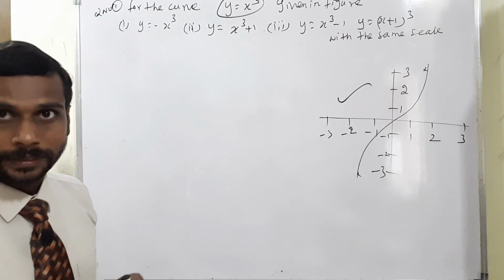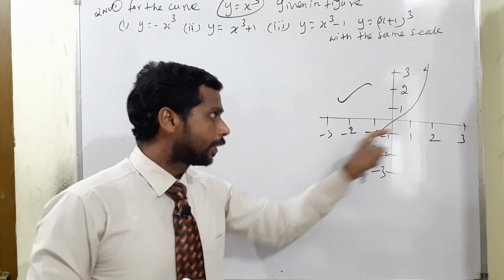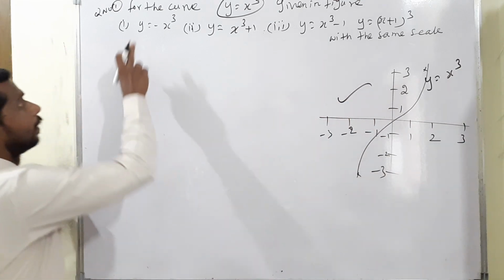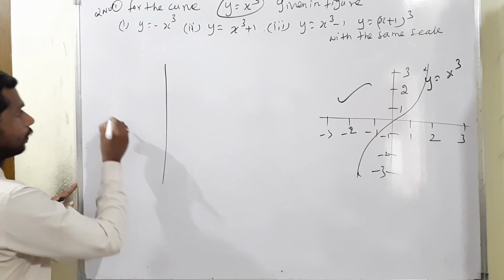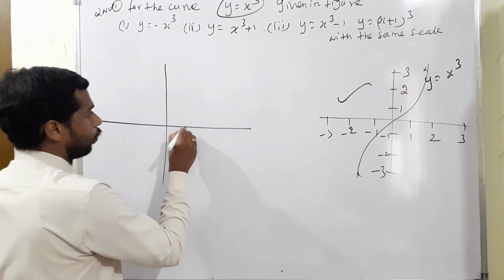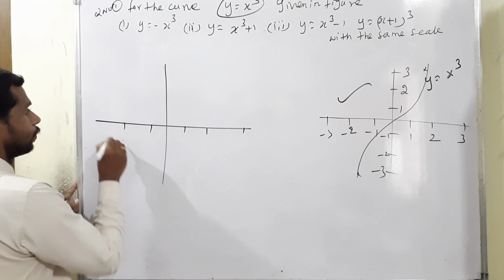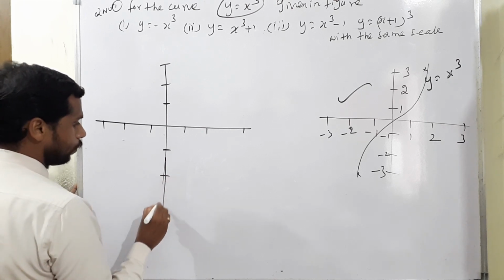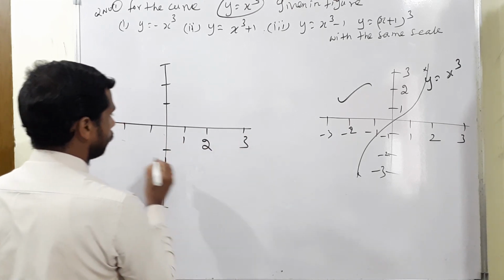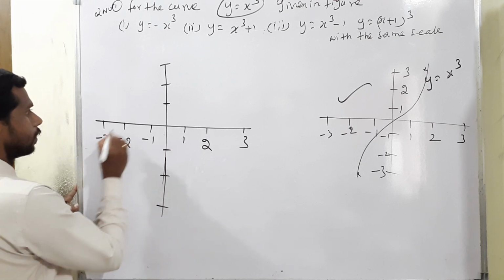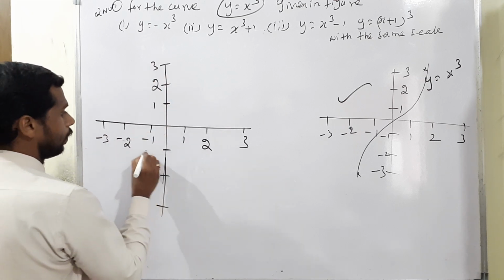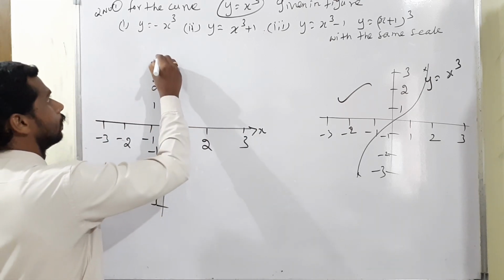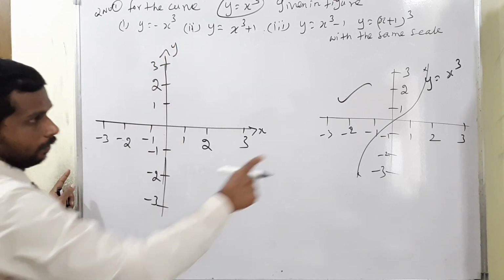Already I explained the concept. In reverse order, this is positive x cube, isn't it? The given figure y is equal to positive x cube, which means definitely the negative side is here. So 1, 2, 3, minus 1, minus 2, minus 3 on the x axis and y axis. The original figure.